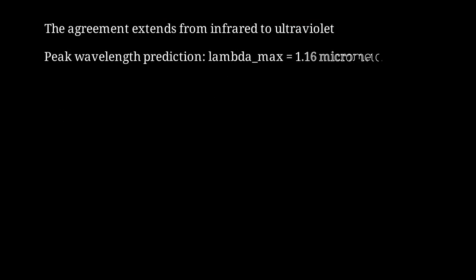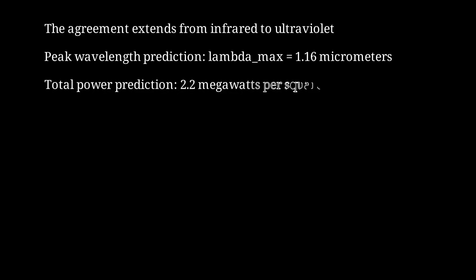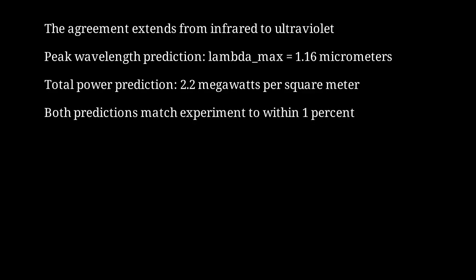Using Wien's displacement law, at 2500 Kelvin, the peak should be at lambda max equals 2.898 times 10 to the -3 divided by 2500, which is 1.16 micrometers in the near-infrared. Using the Stefan-Boltzmann law, the total power should be sigma times 2500 to the fourth, which is about 2.2 megawatts per square meter. Both of these predictions match experiment to within 1%. This level of agreement was unprecedented.